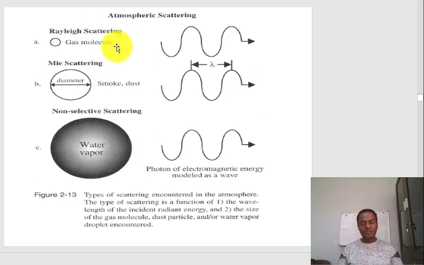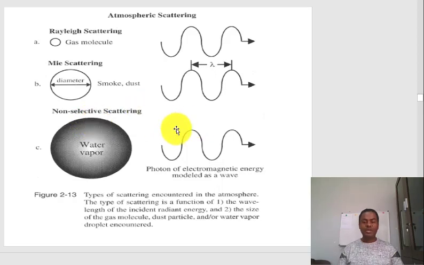And non-selective scattering is created as a result of the presence of water vapor. When there is too much water vapor in the atmosphere, during cloudy season, during rainy season, the type of scattering is non-selective. It got this name, non-selective scattering, because water vapor has a much greater size than the wavelength diameter. The atmosphere non-selectively scatters all of the incoming electromagnetic radiation from the sun. Then the color that is created in the sky is white.